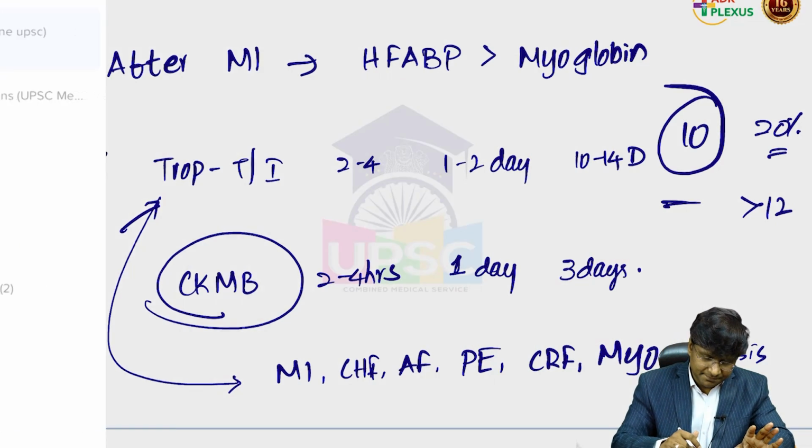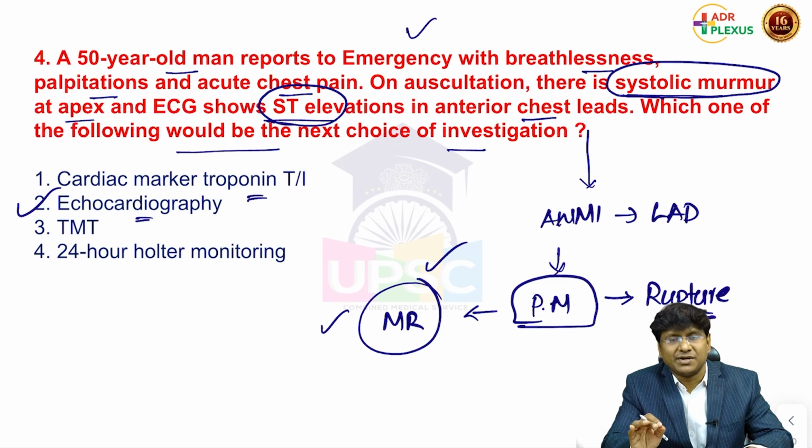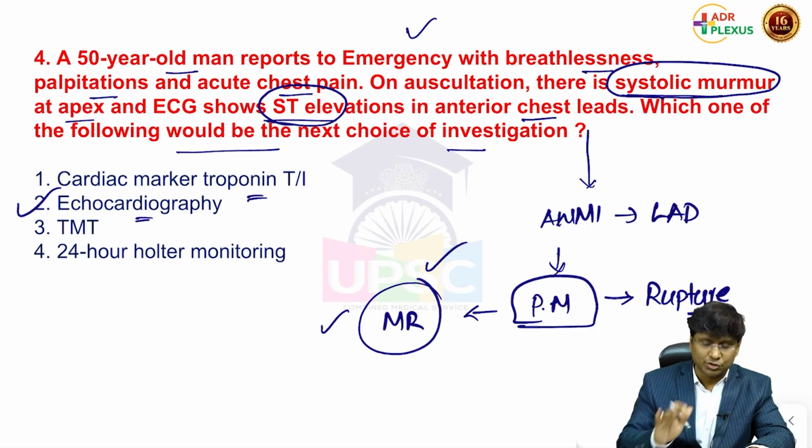So that is about the question on the complications related to the myocardial infarction. In this question, what you need to do is echocardiography. So this is the 4th question.